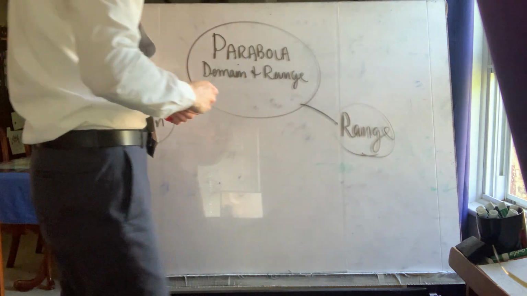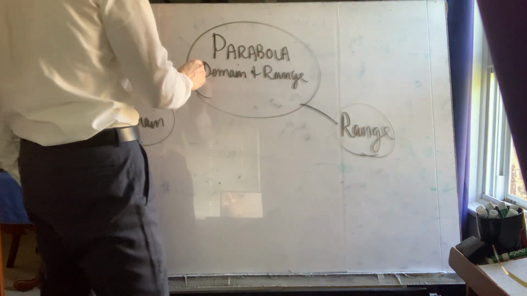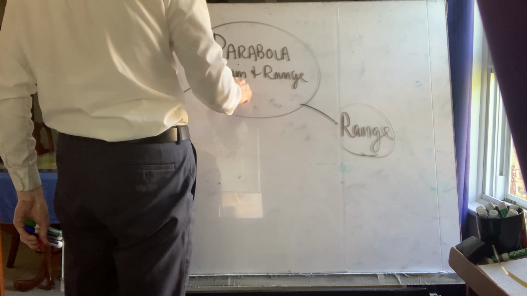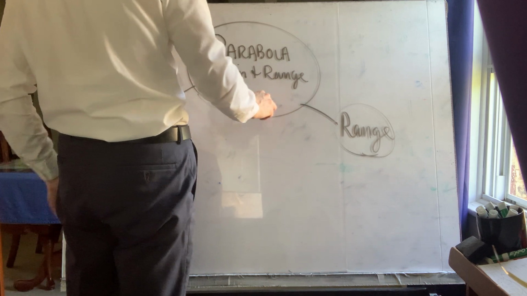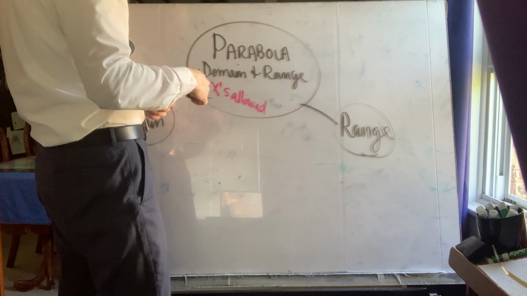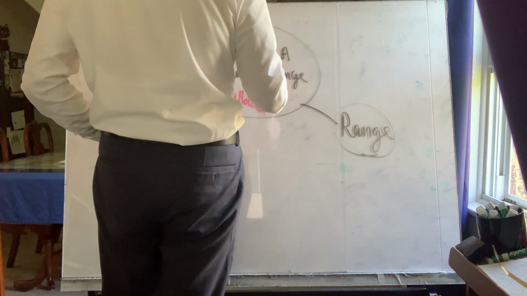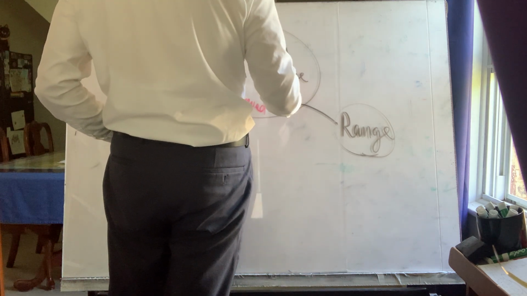All right, remember, what is domain? Basically, the X's allowed, or what is possible. What is the range? It's the Y's that are allowed or possible.